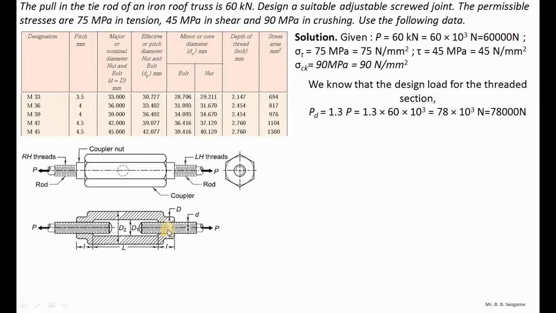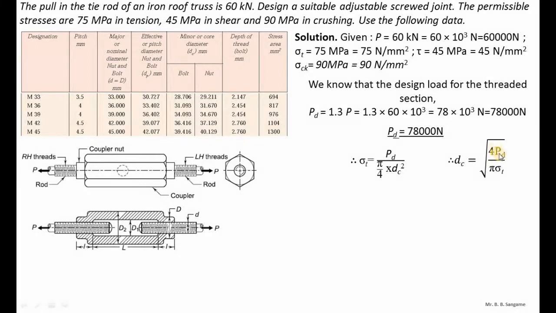Okay, so let us calculate the core diameter, that is the root diameter of threads. As we know, after the application of force there is a possibility of failure of the rod in tension, so sigma T will be equal to PD divided by the cross-sectional area of the core diameter of thread, pi by 4 DC square. So I am going to rewrite this equation in terms of DC. Okay, so DC is equal to the root of 4 PD divided by pi into sigma T.